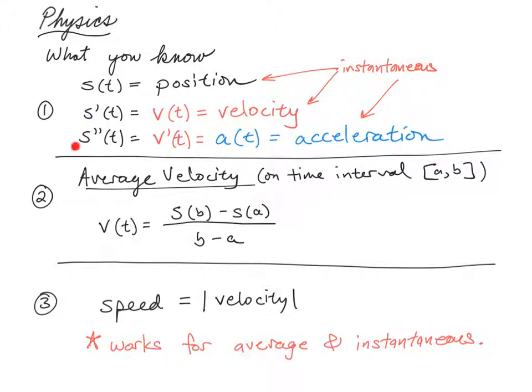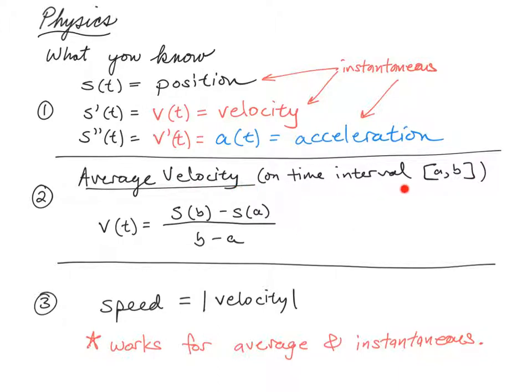And if you take the second derivative of s of t, that is the same thing as the first derivative of the velocity function, that will give you the acceleration function. And all of these functions will give you instantaneous positions, velocities, or accelerations based upon a specific time.